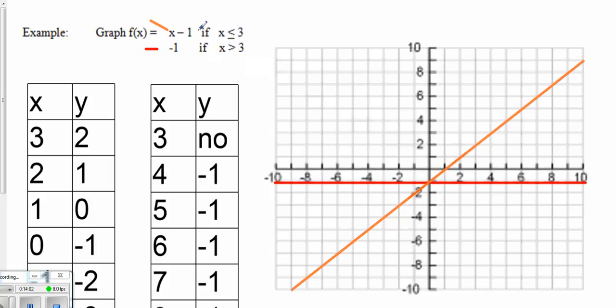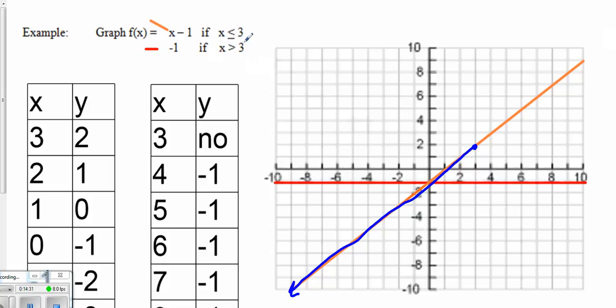But this extra piece here says only if x is less than or equal to 3. That's the only time we're going to use the orange one. So right here it's equal to 3, and we want everything less than or equal to that. So we would fill in all of this blue area. This would be our line, or at least our half of the line that goes along right here.